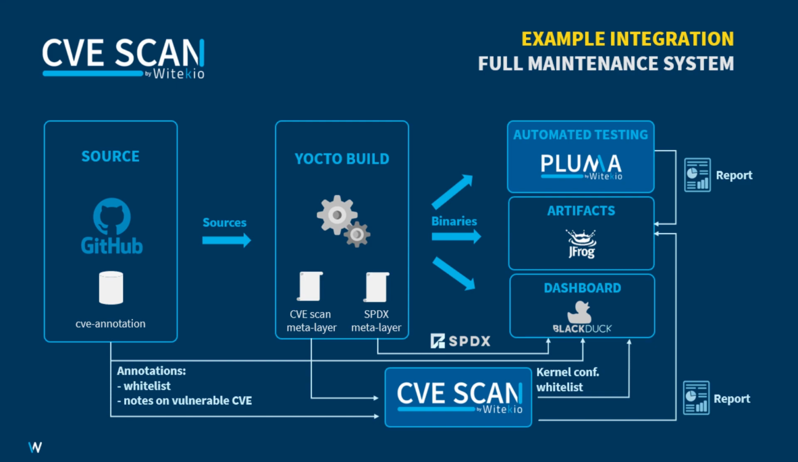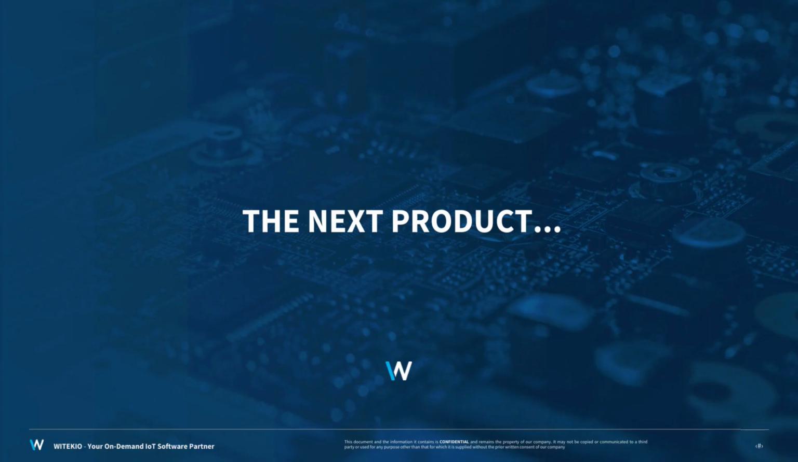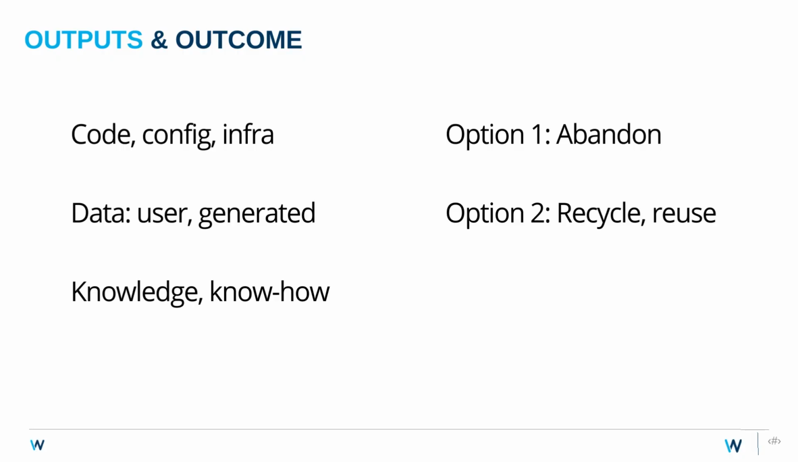And finally, to our next section, because at some point, you're going to arrive towards the end of the lifetime of your product, it's going to be time to look at, okay, what can I reuse and what do we do there? Typically, at the end of the product, you're going to have code, configuration, infrastructure. You're going to have data in various forms. You're also going to have knowledge and know-how from your team. The goal is to reuse and retain all of those, obviously.